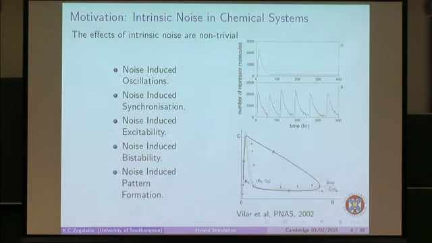This is a picture taken from this paper, and it shows one of the possible effects of intrinsic noise. Here we have the solution of the ordinary differential equation. It just goes up and then it goes down. But if we were to model the same system with stochastic chemical kinetics, even though we would be in a parameter regime where the ordinary differential equation would not allow for oscillations, this is what happens when you simulate things stochastically. So these are a few of the different effects that intrinsic noise in chemical systems can have.